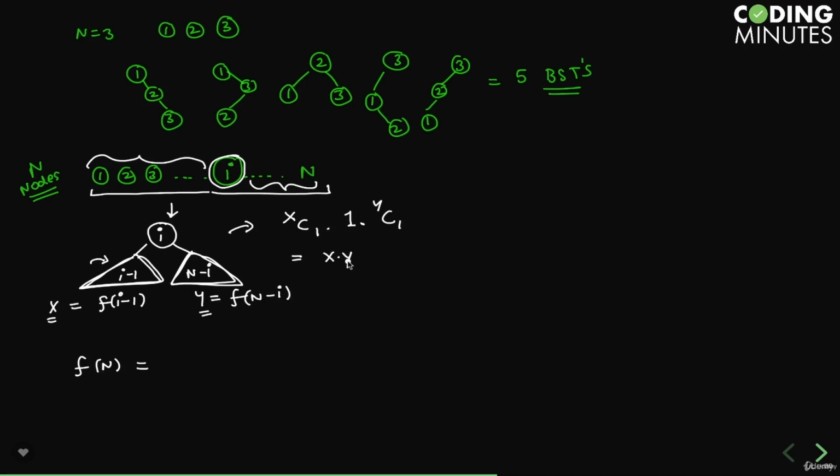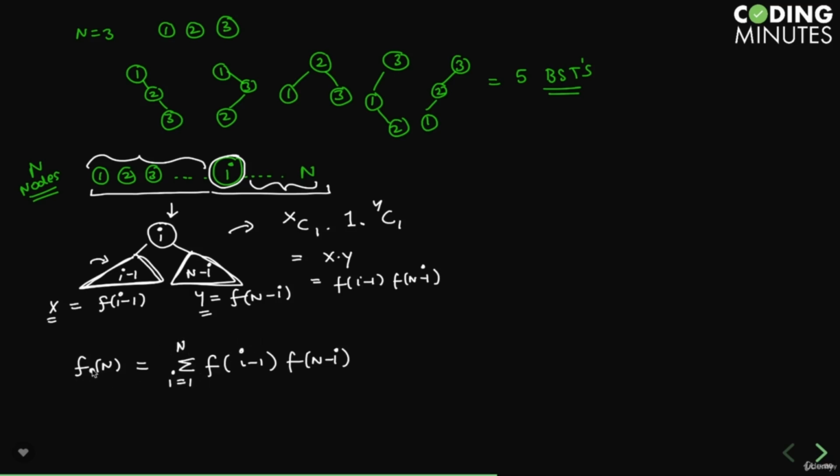So for n nodes, I can say with the ith node as a root node, this answer is going to be nothing but, what is x? x is f of i minus 1, and what is y? It is f of n minus i. And this is going to be the summation of f of i minus 1 into f of n minus i for all the nodes starting from 1 as a root node till n as a root node.